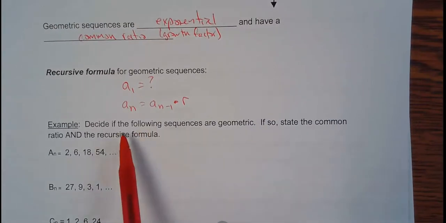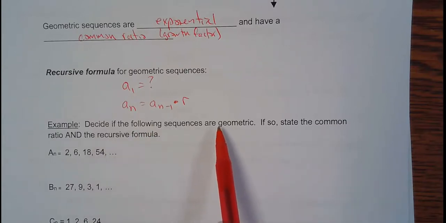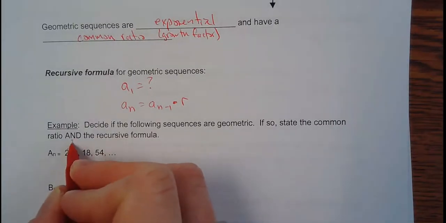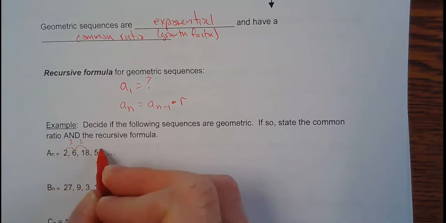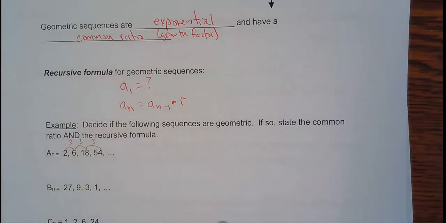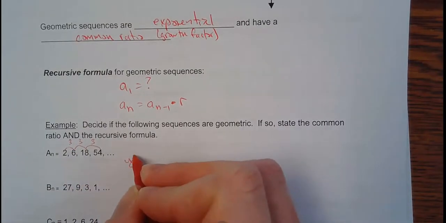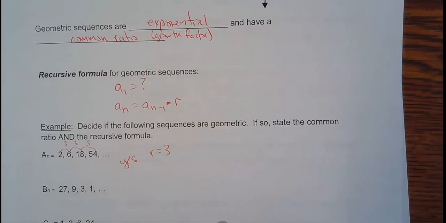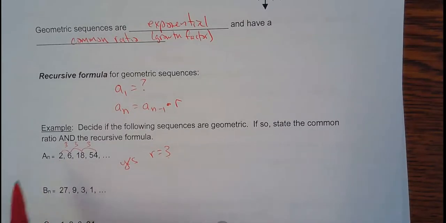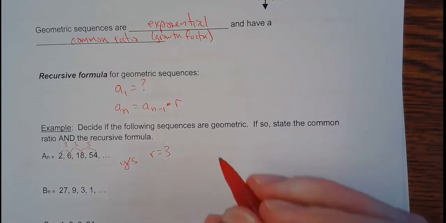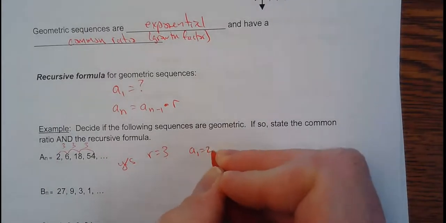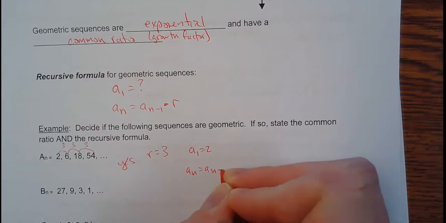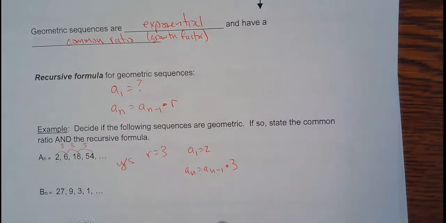So decide if the following sequences are geometric. Take all these terms and divide by their previous term. So 6 divided by 2, 3. 18 divided by 6, 3. 54 divided by 18, 3. So these are geometric. So yes, they're geometric. State the common ratio: it's 3 because I'm multiplying by 3 every time. Again, it's just the quotient. Take any term divided by its previous, and that's your r. And then the recursive formula: a sub 1 is 2, a sub n equals a sub n minus 1 times 3.